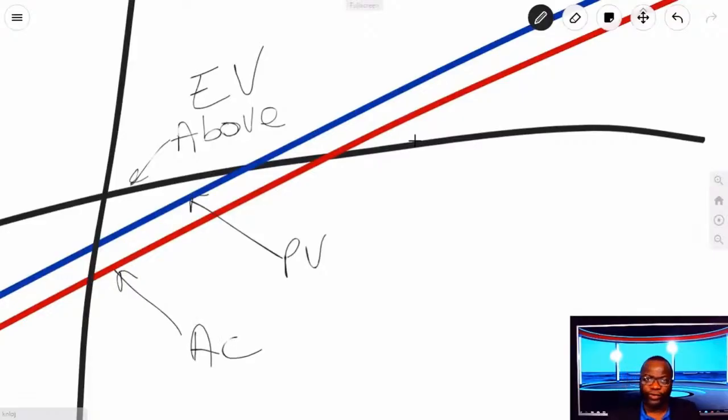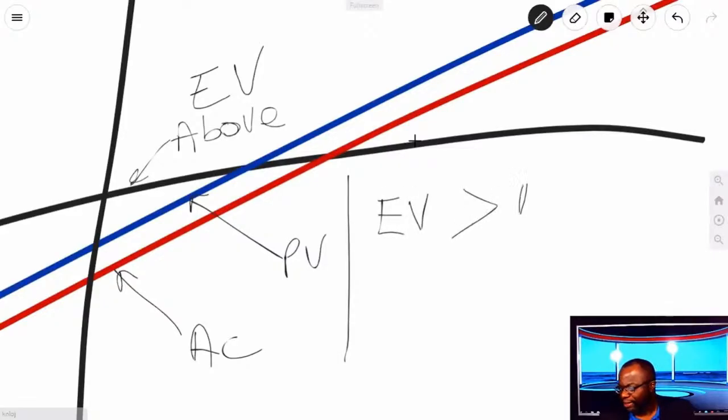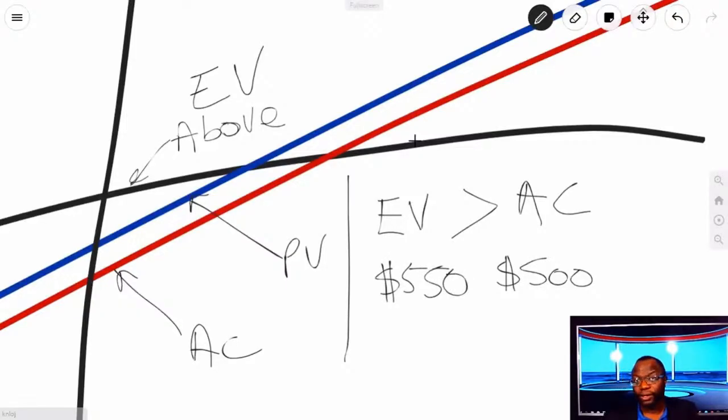Now what we can infer from this, if EV is greater than your AC, that means you spent $500, but you got $550 of work accomplished. That's good. That means you are under budget. You see how you have to flip the realization?